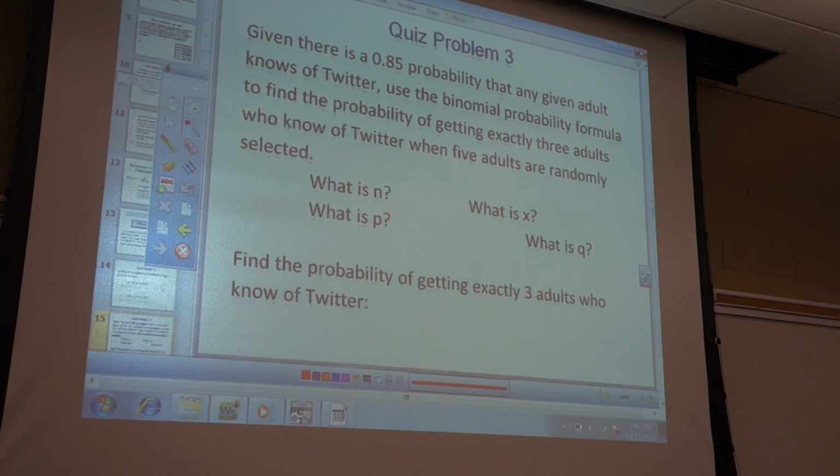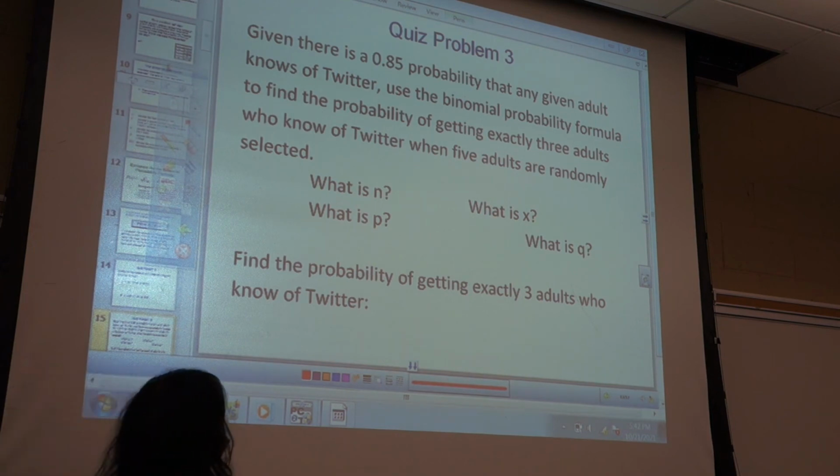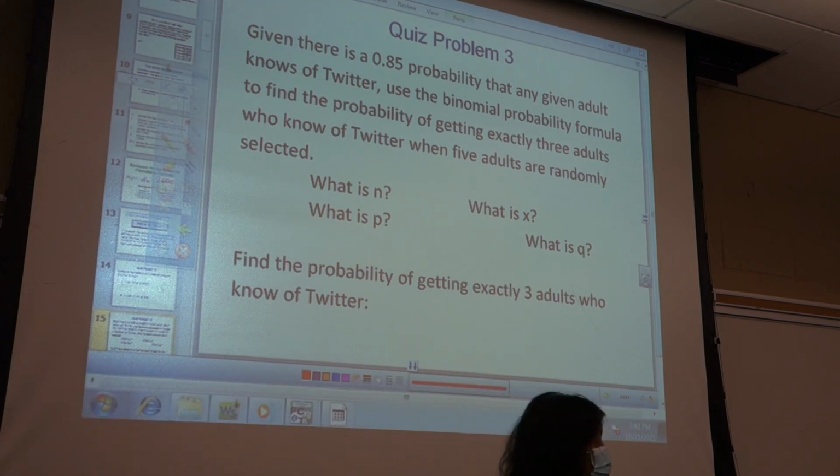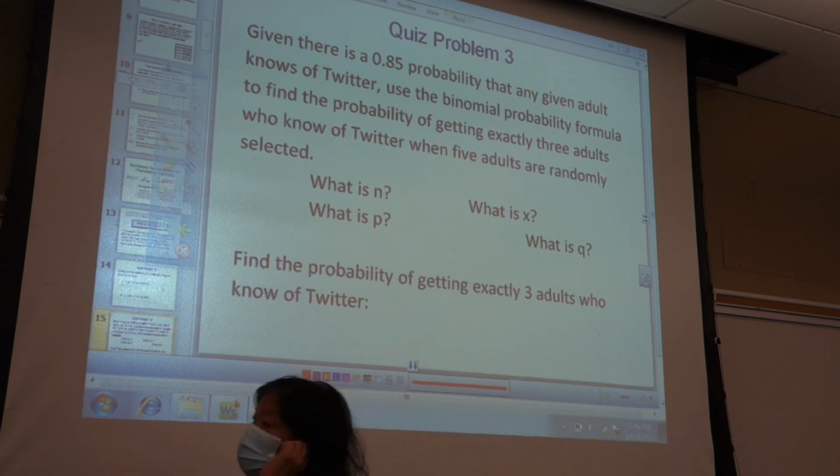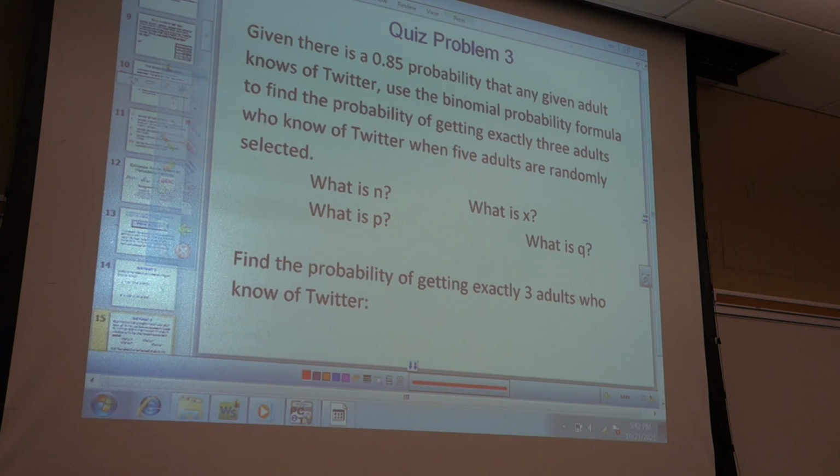Okay. Quiz problem 3. Lauren, go ahead and read. Given that there is a 0.85 probability that any given adult knows of Twitter, use the binomial probability formula to find the probability of getting exactly 3 adults who know of Twitter when 5 adults are randomly selected. Perfect. What's my n? What's my p? What's my x? What's my q? 30 seconds with your neighbors. Go ahead, talk.